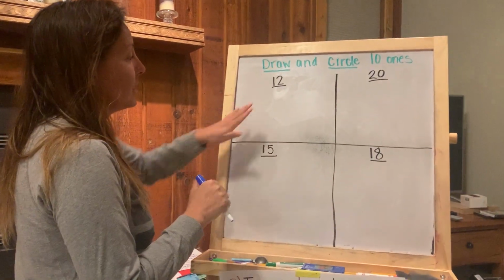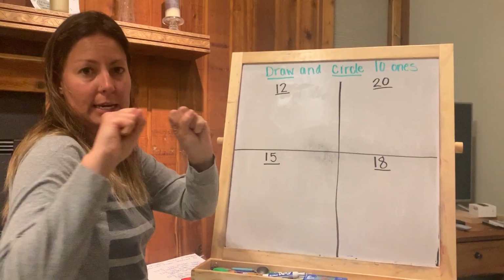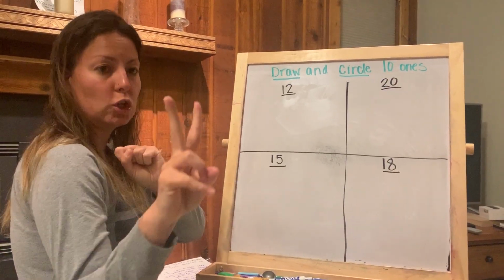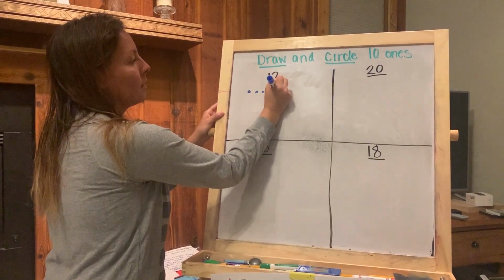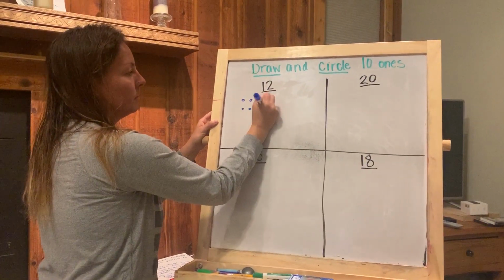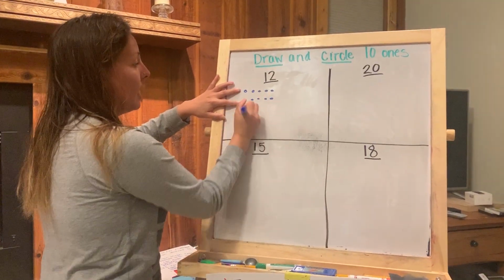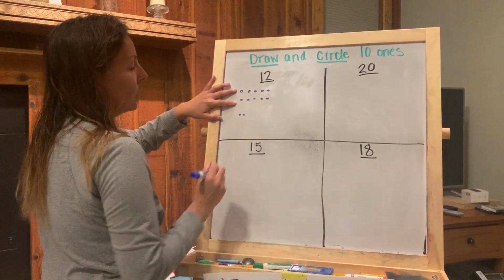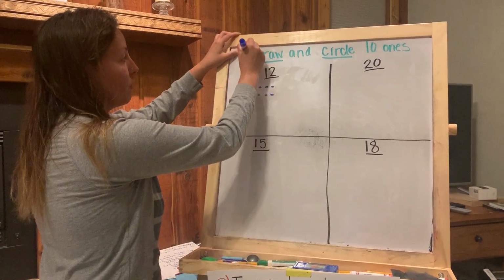So I know when I need to make the number 12, I keep thinking of my pushing 10 game. It's going to be 10 and 2. So I'm going to make my 10. There's my set of 10. And then again, I'm going to make my 2 down below. 10 and 2 makes 12. I've done the first one.